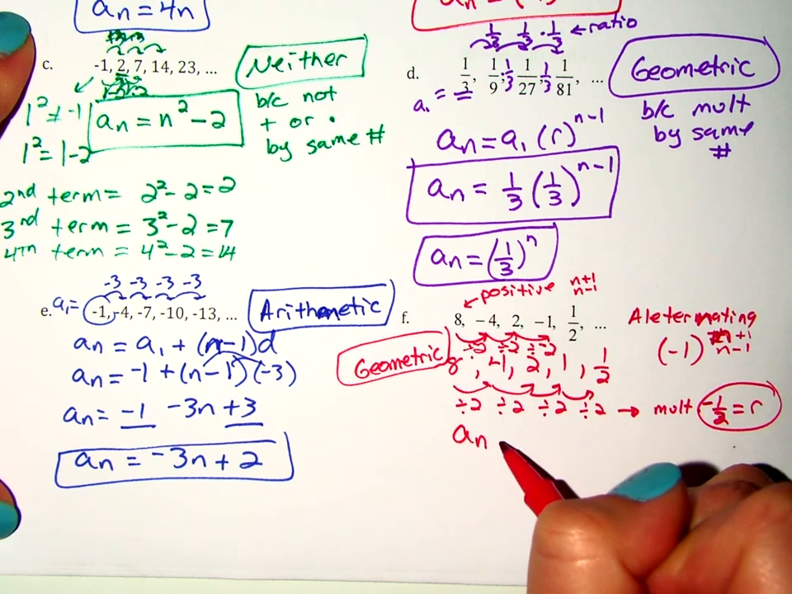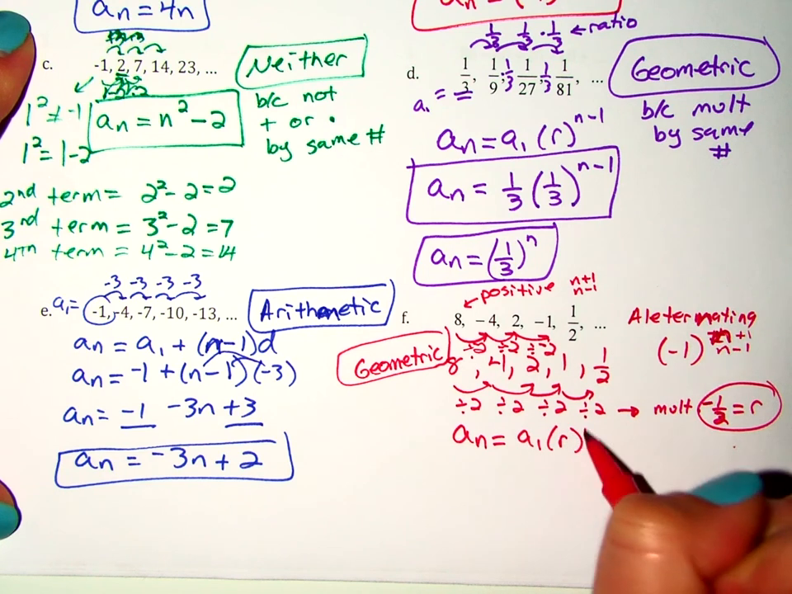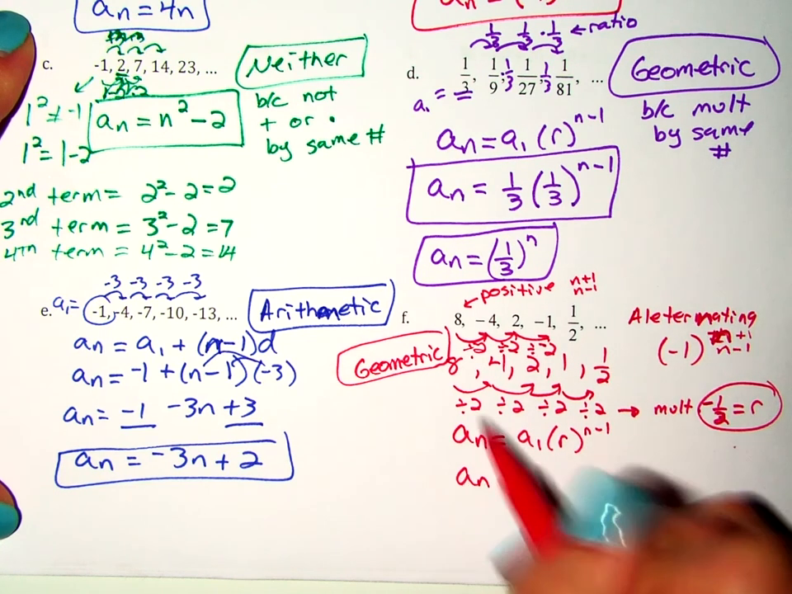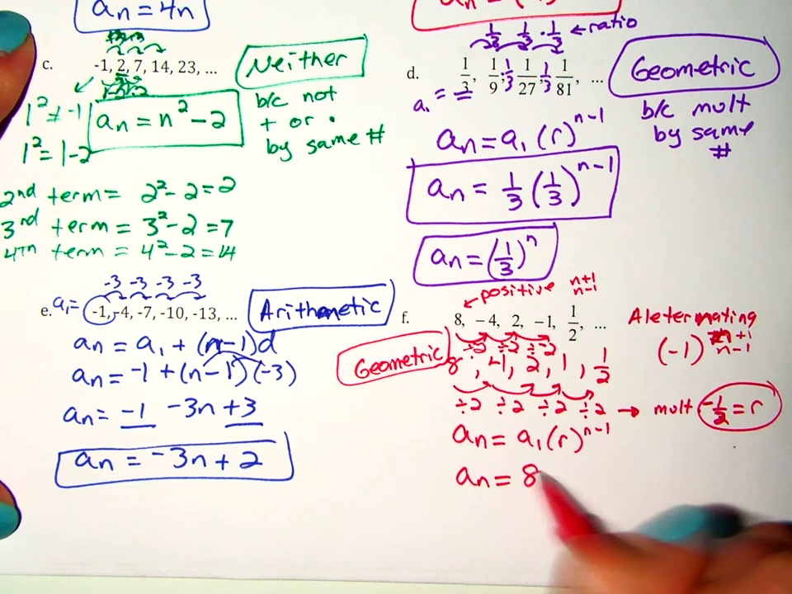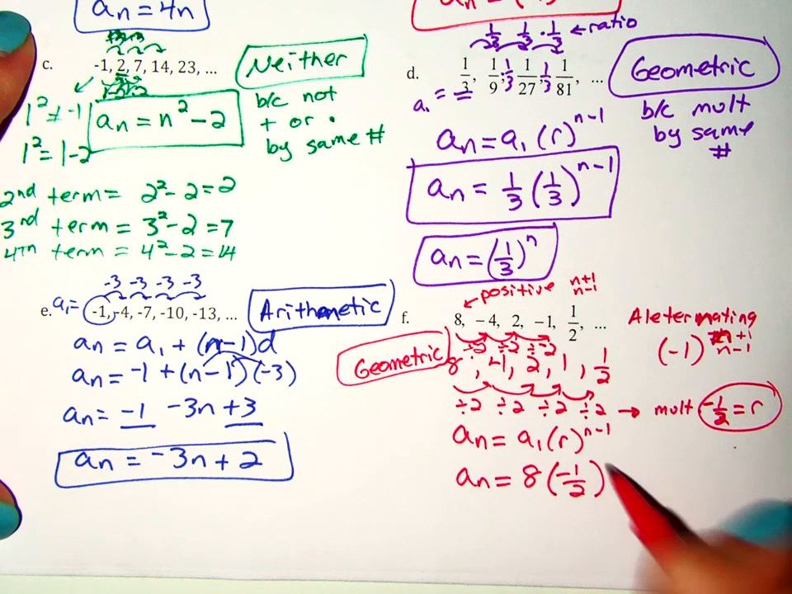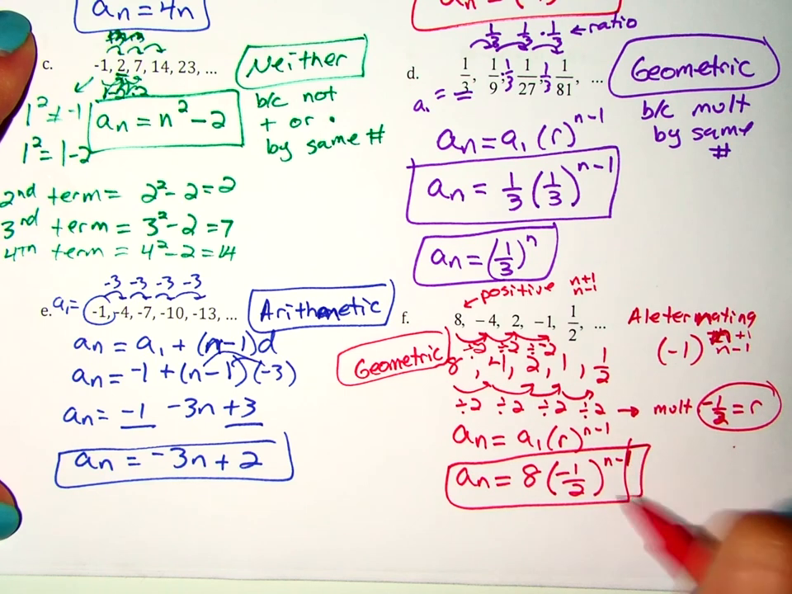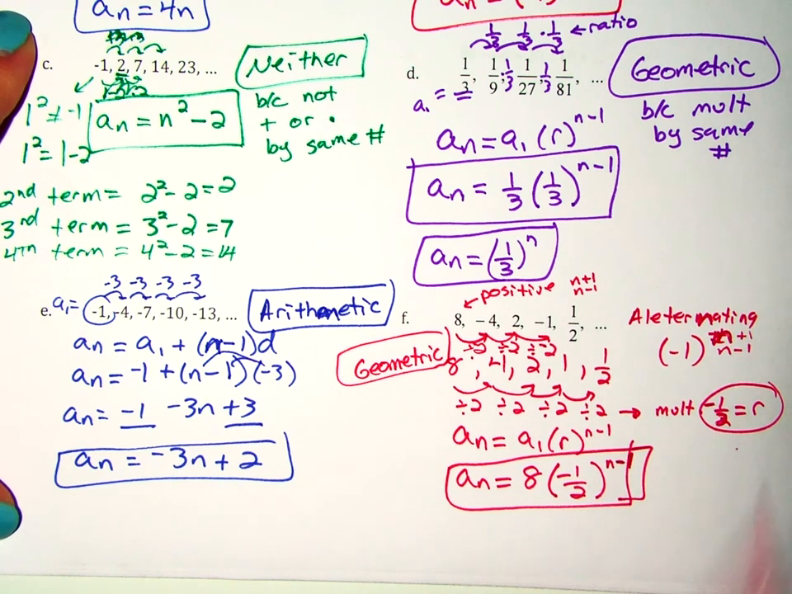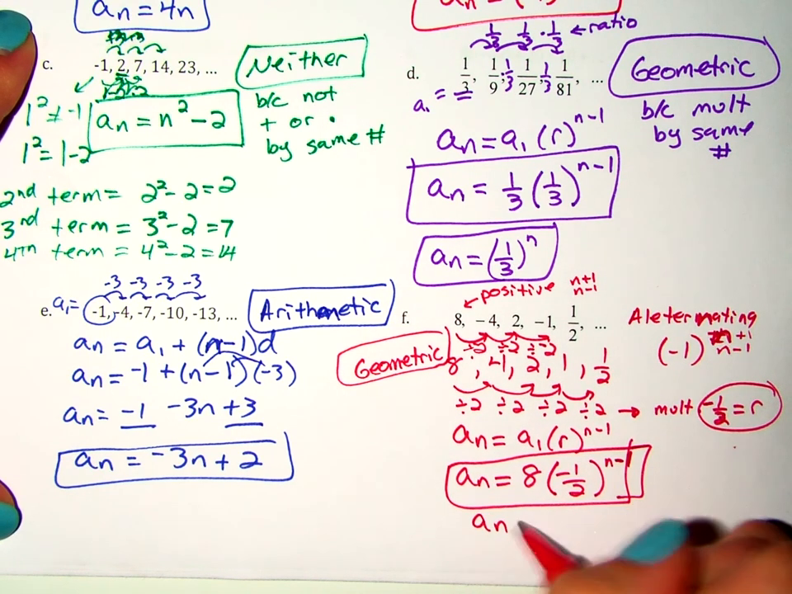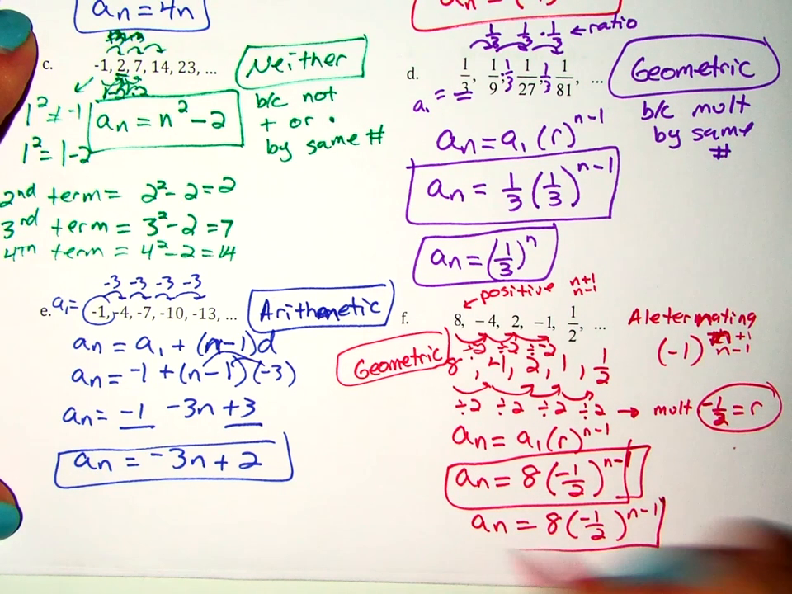So a sub n equals a sub 1 r to the n minus 1. So a sub n, my first term is 8, and then it's times negative 1/2 to the n minus 1. Oops. In case you can't read that, I'll just write that again. Once you're done writing this down, you can move on to the next video.